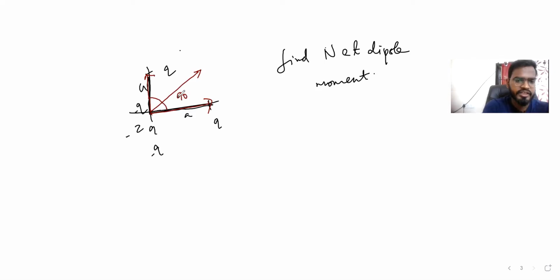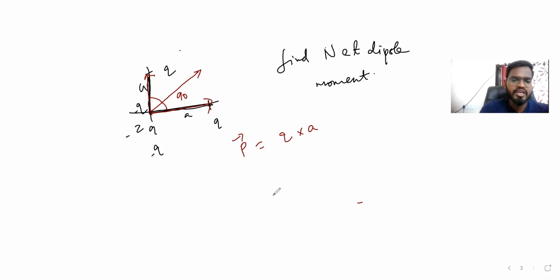The angle is how much? 90 degrees. That's it. Let's consider p only, because the dipole moment of each is going to be the same. Why? Because p is equal to q into a. That is going to be the dipole moment.